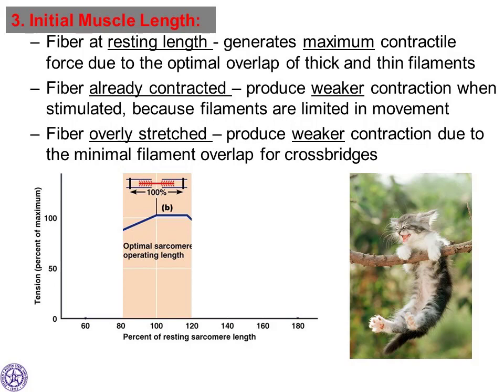And so this is showing, this is when we're at rest, our nice overlap. This is our nice overlap. This is going to be contracted, and this is overly stretched. So this is going to be your maximal tension of contraction in this range. You're not going to get real good contraction here, and you're really not going to get it when it's overly stretched.